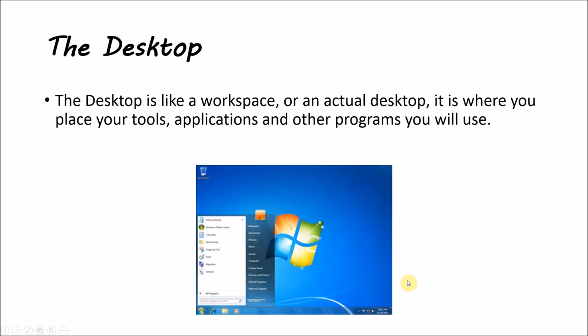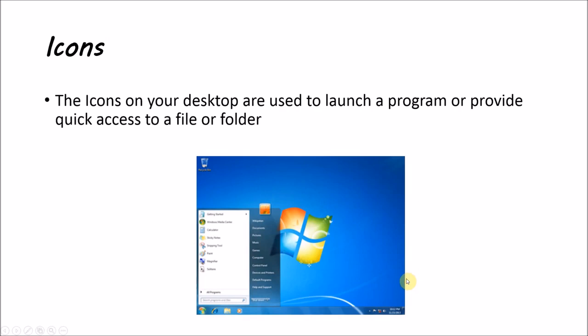So let's go over it a little bit. The desktop has icons on it. The icons on your desktop are used to launch a program or provide quick access to a file or folder. So right here you would actually find an icon. Sorry, it is a little bit blurry. Some of these, if you were to double click the icon, you would actually open a program or possibly view a file.